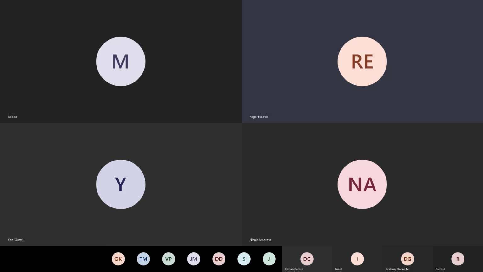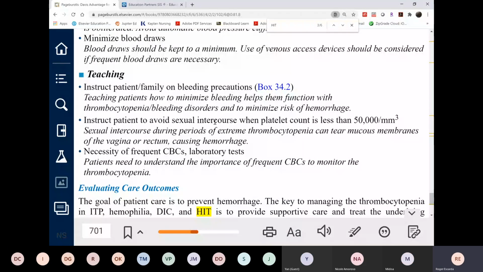Okay, so exam questions will come from chapter 34. Especially the lab results, the findings, and the 2 groups presented, box 34.2 for bleeding precautions. And those are further described in the nursing care on pages 700 and 701.